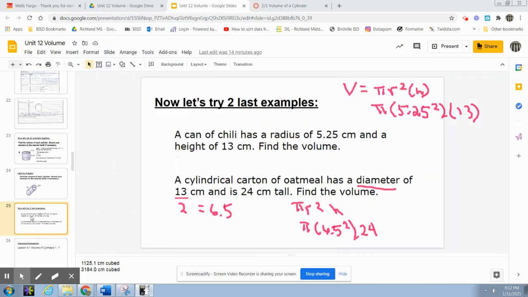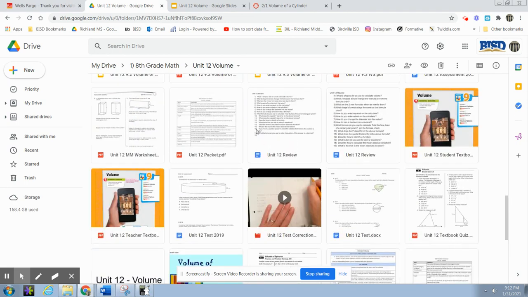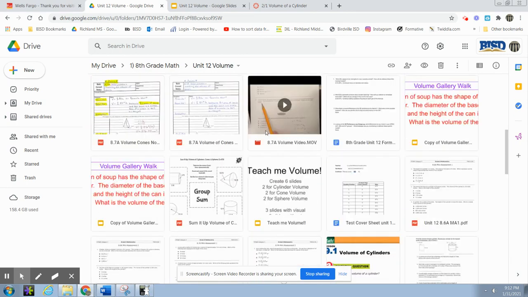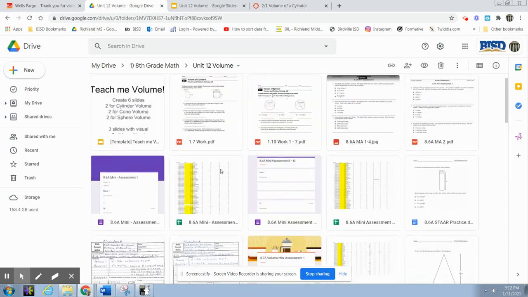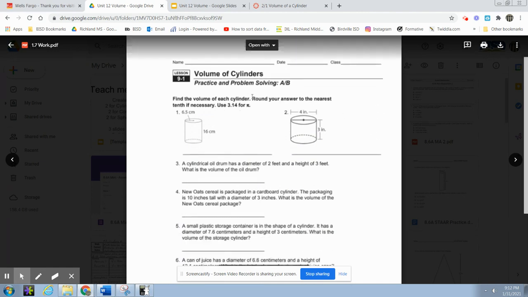Okay, let's look and see what the work is. I think we have it here. Let's see, where is the cylinder? Here you are. This is what your work is. It is in your packet. You need to find the volume for each cylinder. Please do not use 3.14 for pi because you have a pi button on your calculator. So please find the volume for this one.